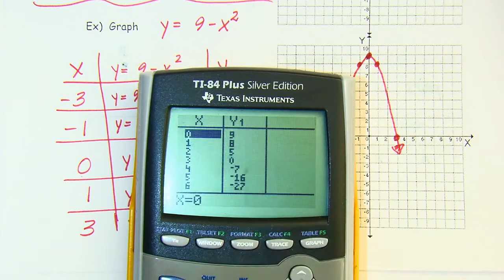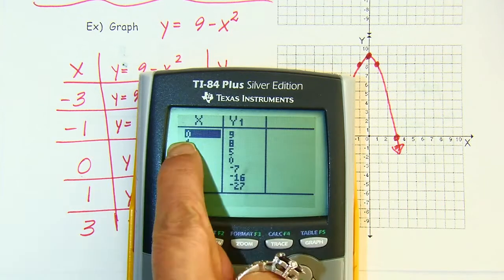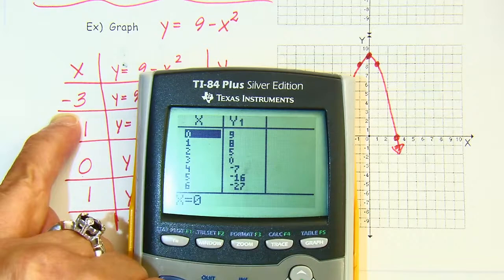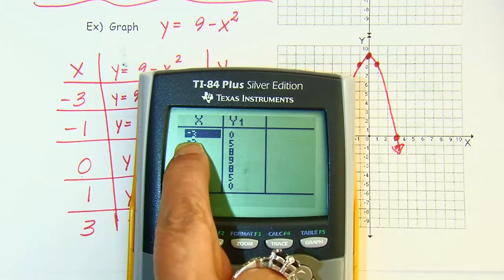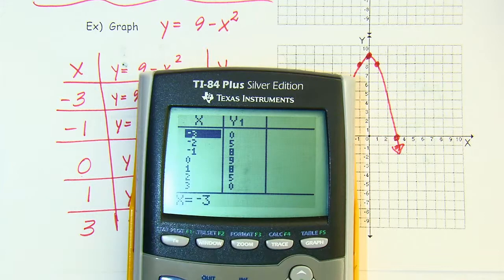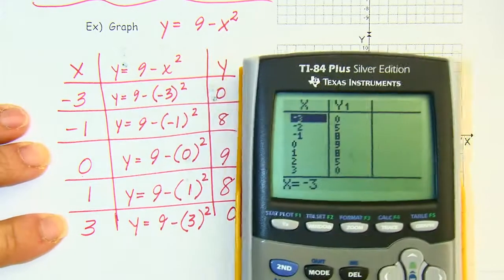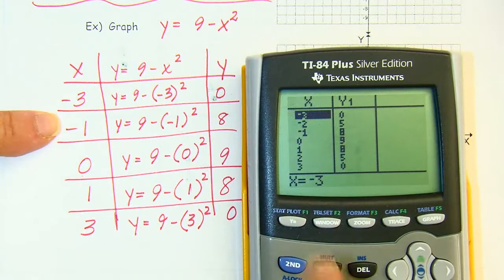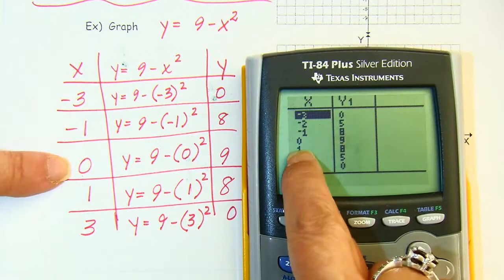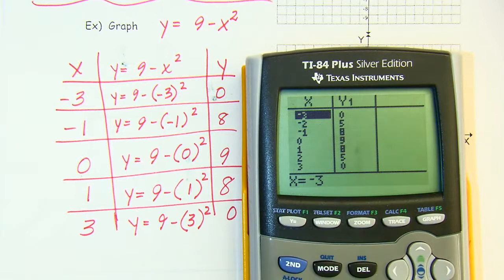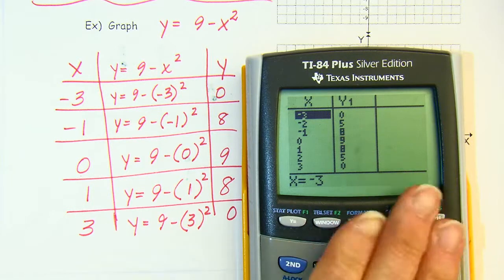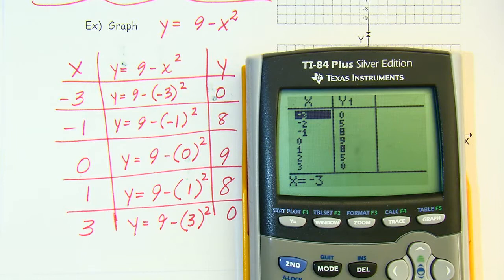And I could verify the table. Second table, I want x values to be at -3. So I'm going to arrow up so that I can actually see the -3 in my table. When x is -3, y is 0. When x is -1, y is 8. 0, 9, 1, 8, and 3, 0. All can be verified on the TI-84. So again, you will need a table. If you have one of these calculators, type the function into it and grab the table.